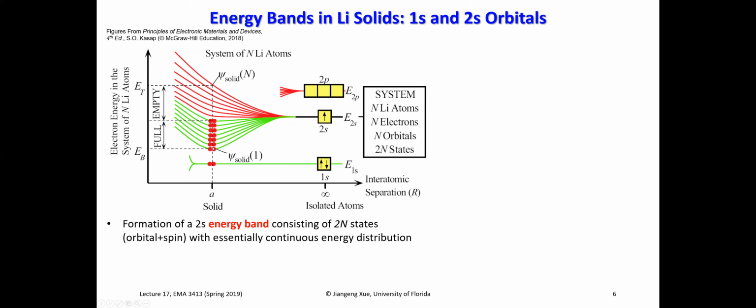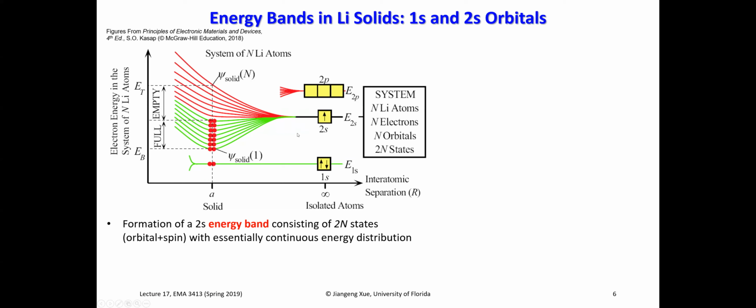However, the overall energy range for all those large number of states will be on the order of several electron volts. So effectively, all those energy states are going to be distributed continuously on the energy scale. So that forms a so-called band. And for example, if you start with the 2s electron of lithium atoms, you are going to form a band with a distribution of energy.